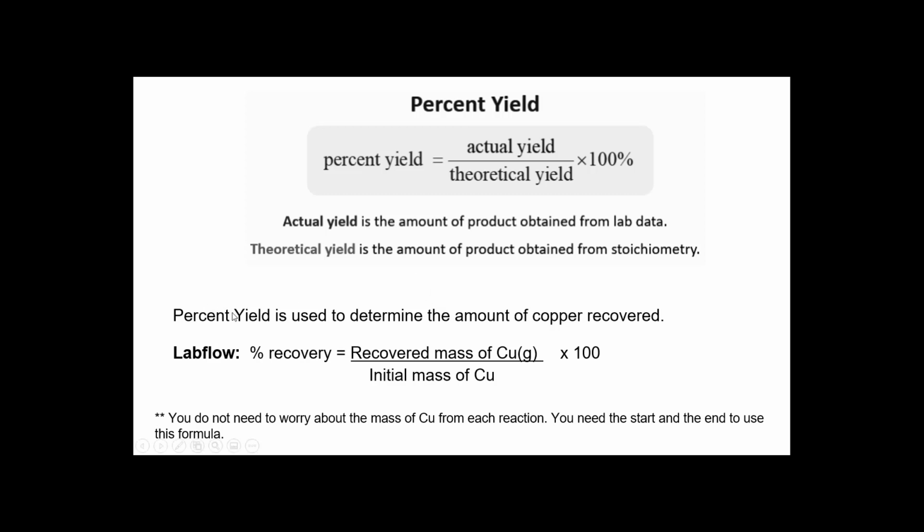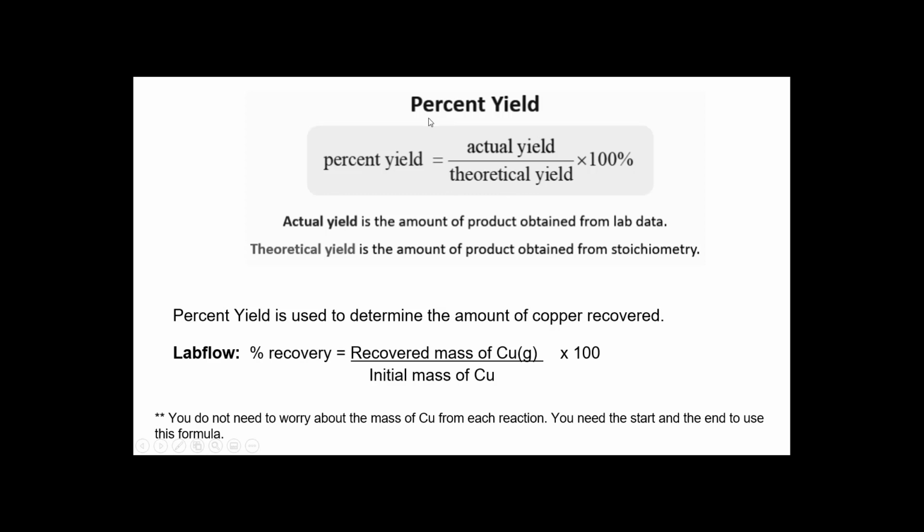Now, in your book, in the PDF, it refers to at the bottom as recovered mass of copper, so that would be the end amount, and the initial mass would go on the bottom, and the grams would cancel out. I forgot to put grams here. And that would give you a percent recovery. This is out of 100, so you would have an idea of where the percent stands.